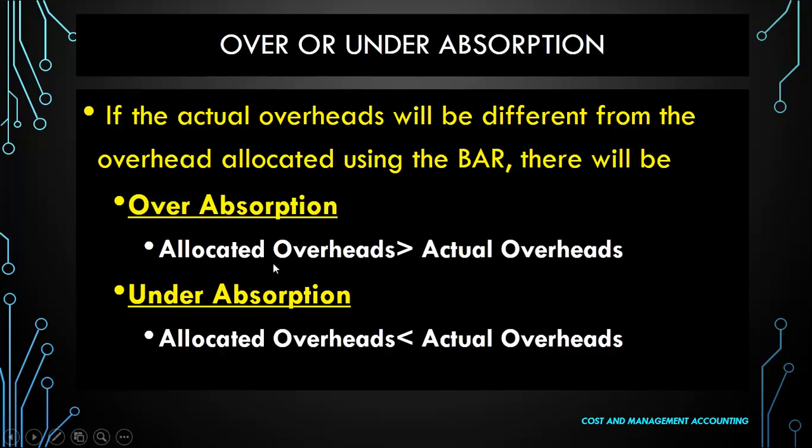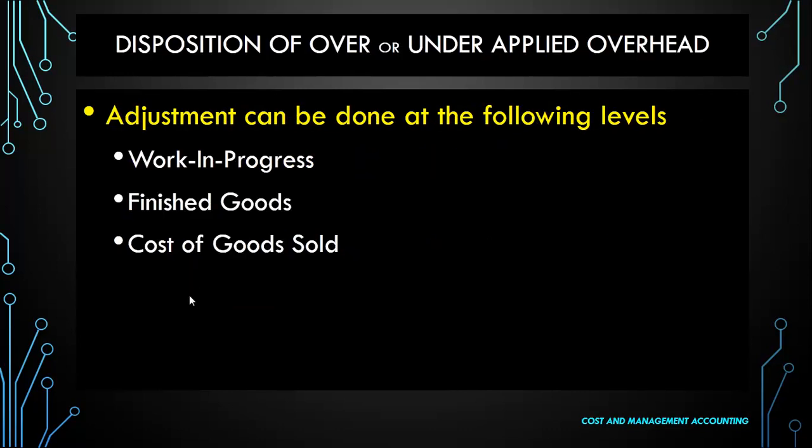If the allocated overheads are greater than the actual overheads, then it is a case of over absorption. If the allocated overheads are less than the actual overheads, then it's a case of under absorption. But this happens only when you are using normal costing. So in that case, what to do with that excess amount or less amount allocated, which is the difference between the actual and the budgeted absorption rates?